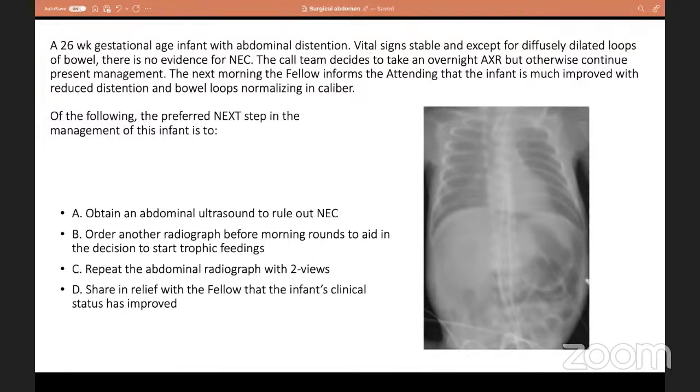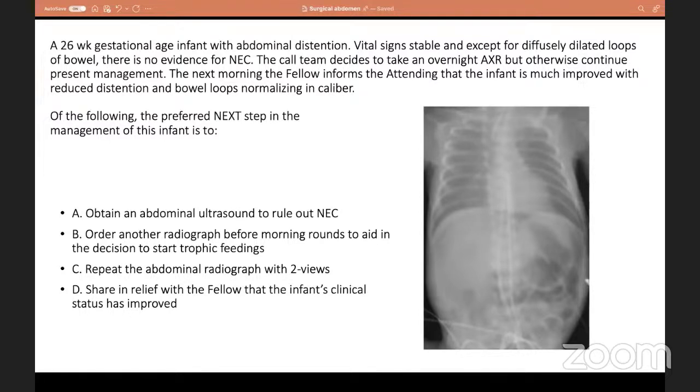So, another radiograph. Anyway, the correct answer here is C, repeat the abdominal radiograph with 2 views. It means that the baby is having spontaneous intestinal perforation. You can clearly see. Naveed, sir, I want to ask you why you want to repeat the abdominal radiograph with two views when there is clear air here.